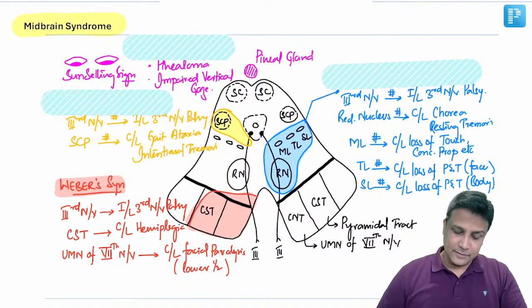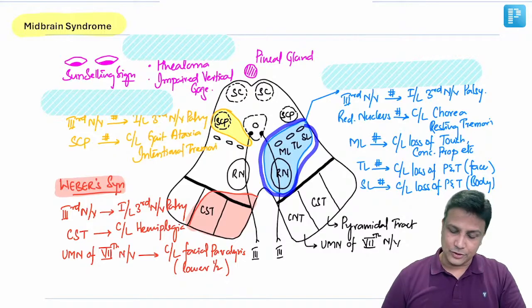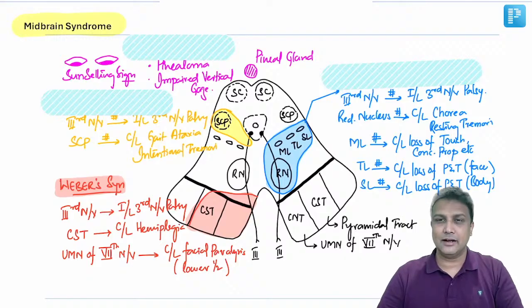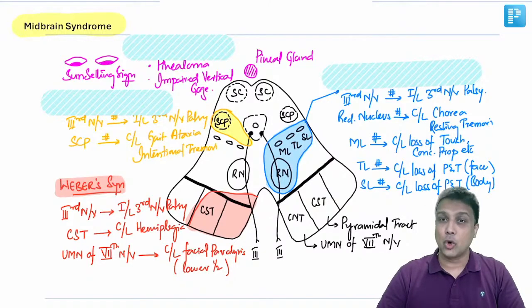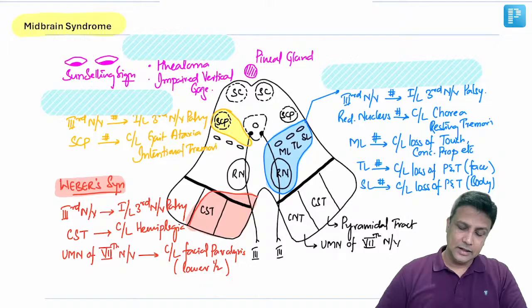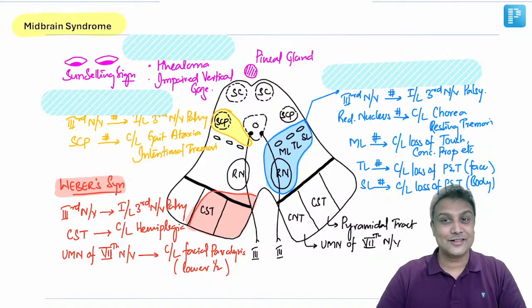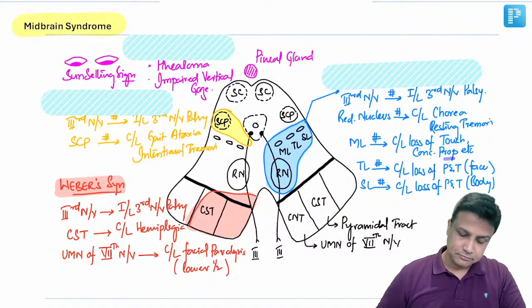Now, the next one, if this much part of the midbrain is involved here, then what is going to happen? You can very clearly see the third nerve is involved. It will lead to ipsilateral third nerve palsy. The red nucleus will also be involved here. Remember, the red nucleus is connected to your basal ganglia. If that is gone, it will lead to contralateral chorea along with resting tremors. Medial lemniscus, remember, is the continuation of the dorsal column tract, fasciculus gracilis and cuneatus. If that is gone, it will lead to contralateral loss of touch, pressure, as well as conscious proprioception and all those things. And then, yes, the trigeminal lemniscus.